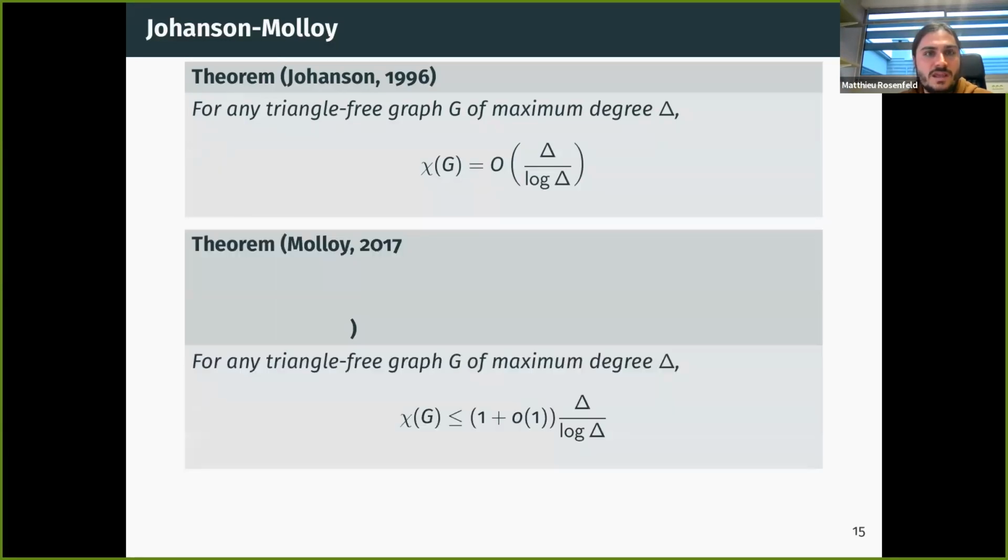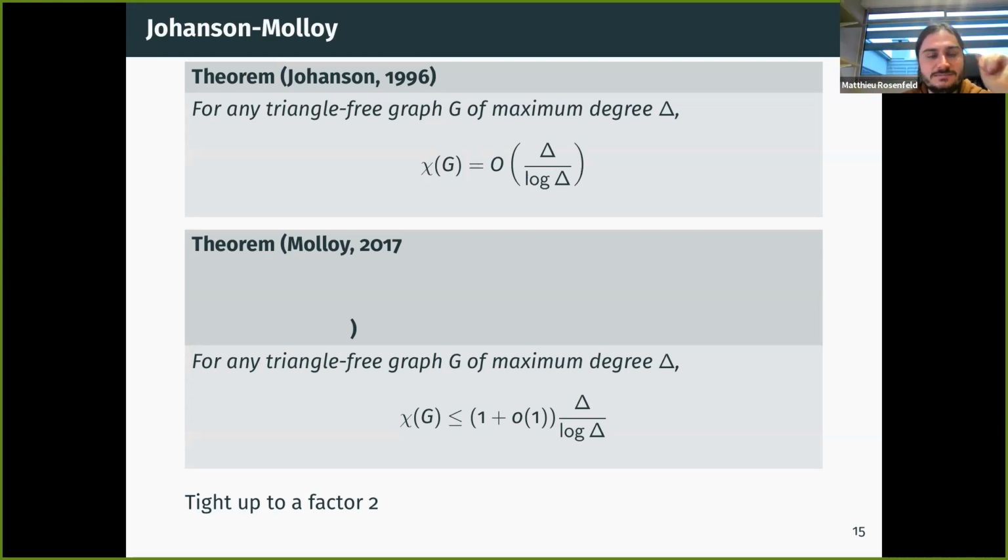Okay. And then in 2017, Molloy proved that actually the big O can be replaced by 1 plus small o of 1, right? So somehow the chromatic number of a triangle-free graph is at most (1 + o(1)) times delta divided by log delta. And we know that this is optimal up to a factor 2. And I think the lower bound is just given by the G(n,p) for a well-chosen value of p or something like that. I'm not sure, but I think it's not a complicated construction anyway.